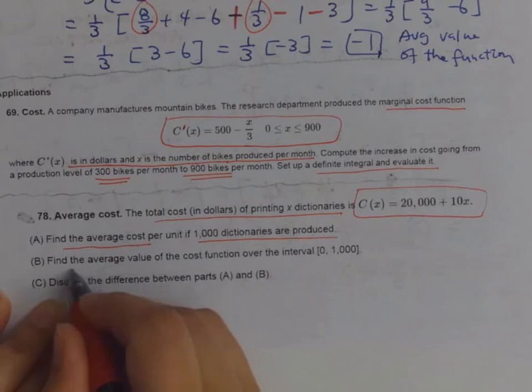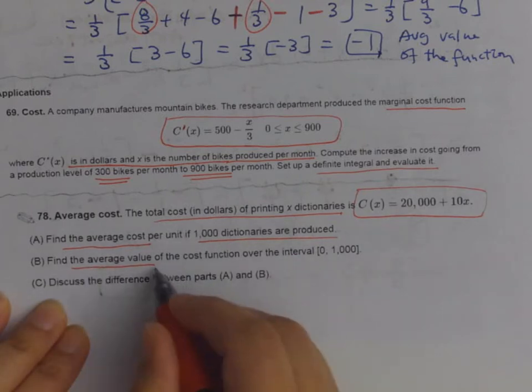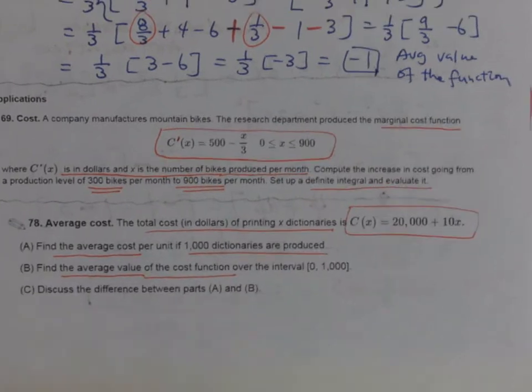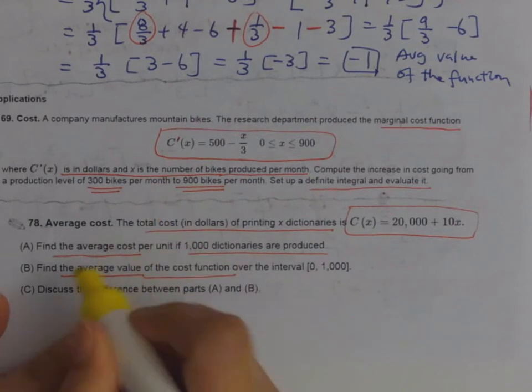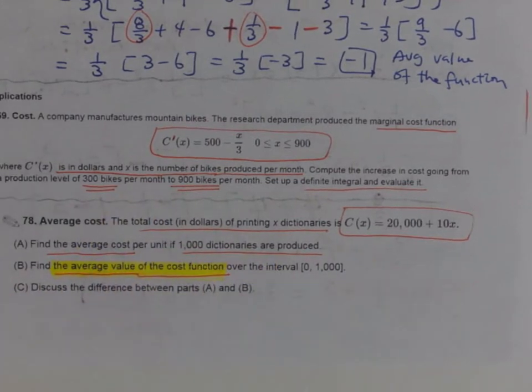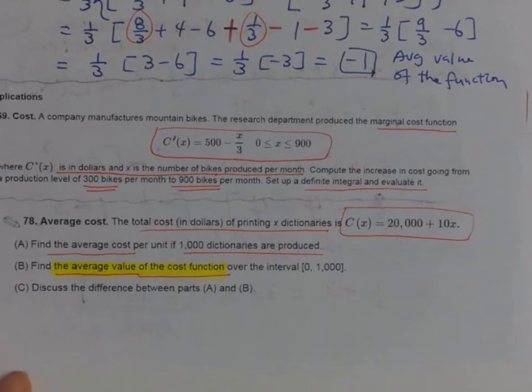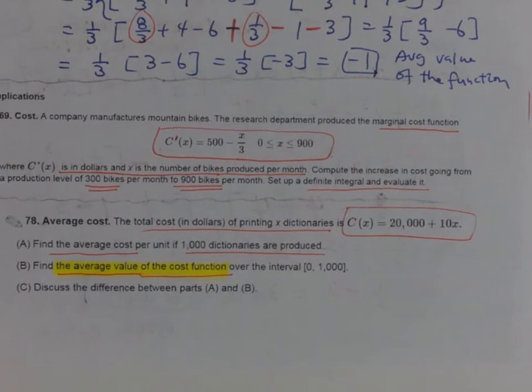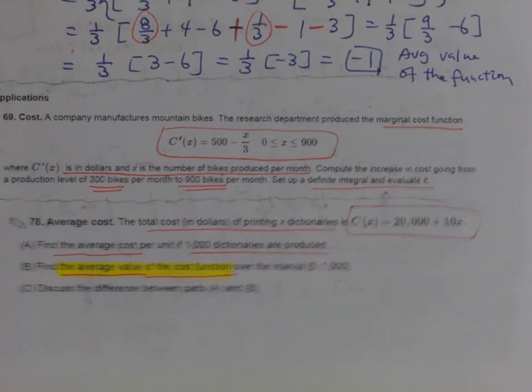And then they want you to find the average value of the cost function. So be careful with this. Remember, we have that formula to find the average value of something over the interval of 0 to 1,000. Discuss the difference between A and B. So let's start with A.